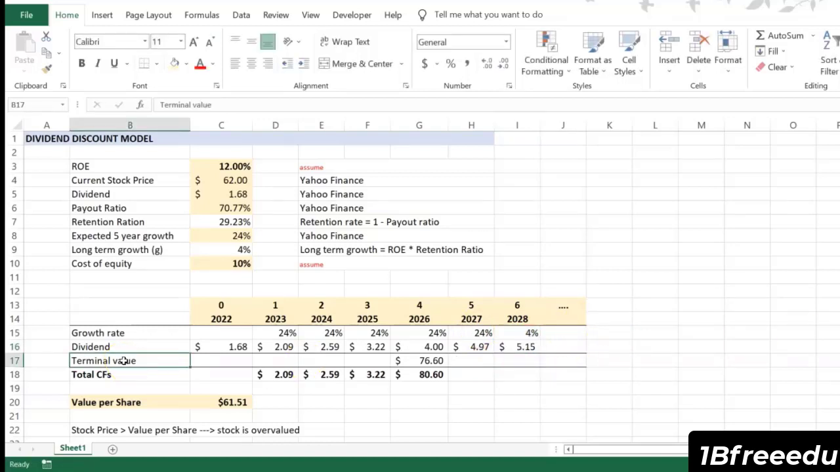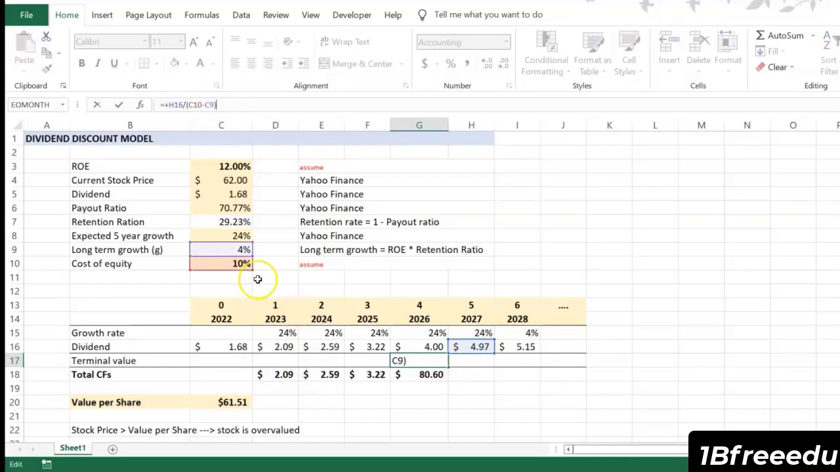And then we have to set our terminal value. Terminal value determines the value of a business or project beyond the forecast period when future cash flows can be estimated. We get this terminal value by dividing the dividend in year 5 by the difference of the cost of equity and the long-term growth. And this is the formula to calculate it. What we got is basically the expected stock price at the end of this horizon.